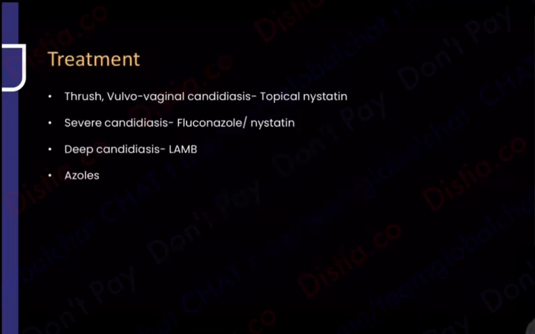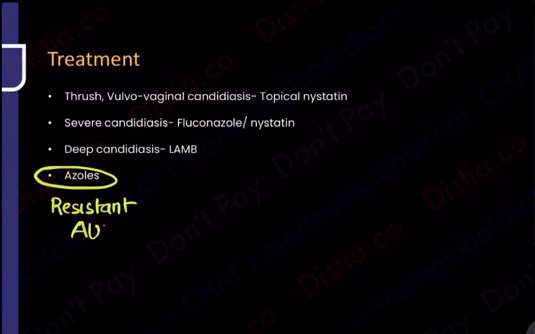Finally, coming to the treatment, I have already told you that azoles are going to be the treatment. And which were the two that were resistant to azoles? I think that part you guys have also analyzed. That is going to be Candida auris and Candida krusei. These are the ones which are resistant. So for most of the cases, azoles are given.